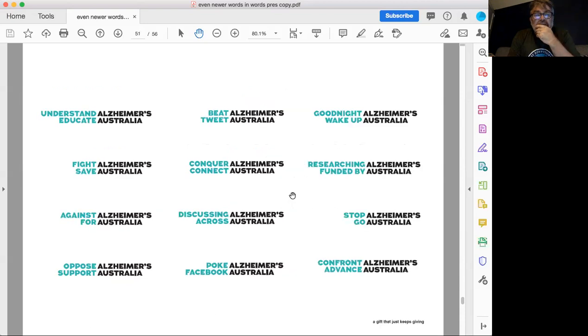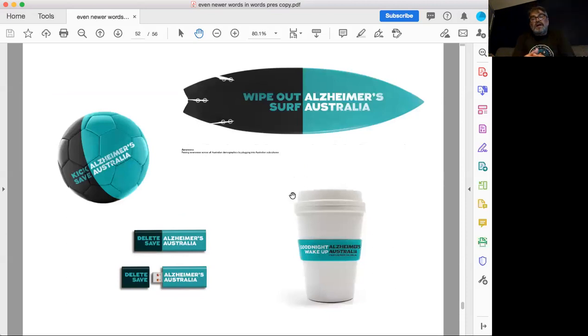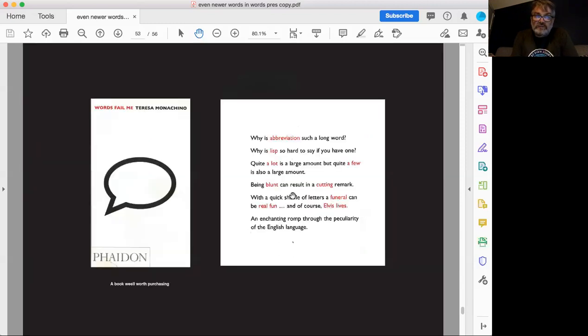But then when it's applied to relevant things, kick Alzheimer's, save Australia, delete Alzheimer's, save Australia on the memory stick, wipe out on the surfboard, Alzheimer's, surf Australia, and then good night Alzheimer's, wake up Australia, and the coffee as well. So this is well worth checking out. This piece of work. There's some really nice moving image to it as well.